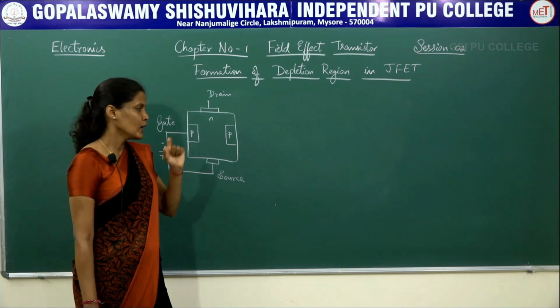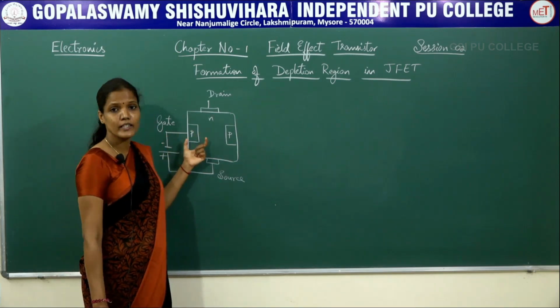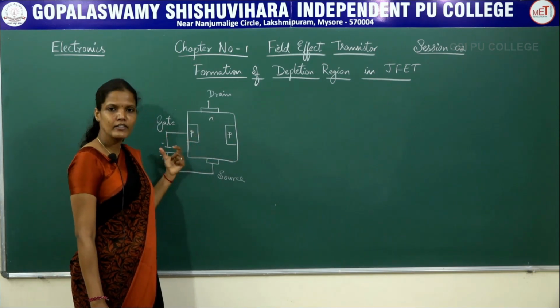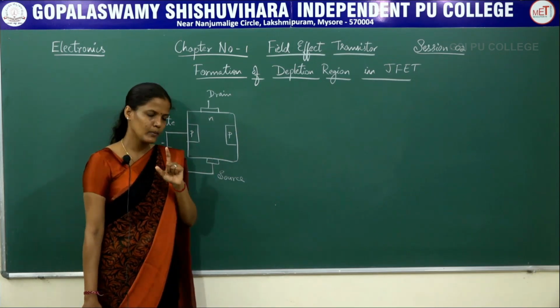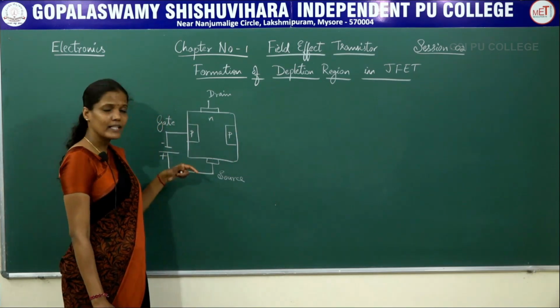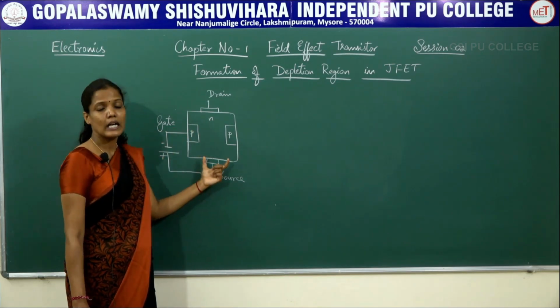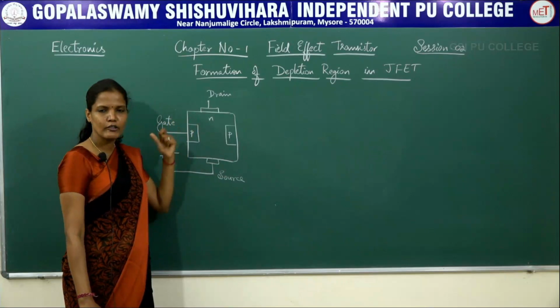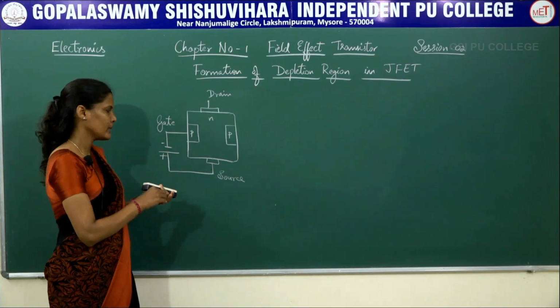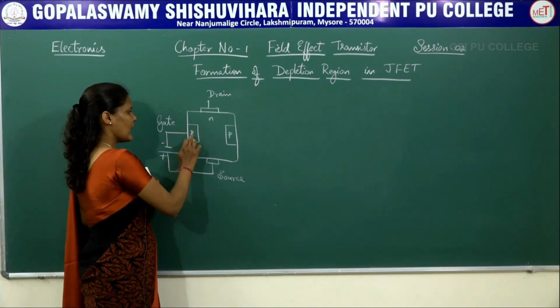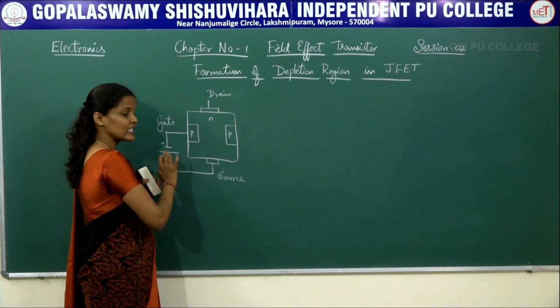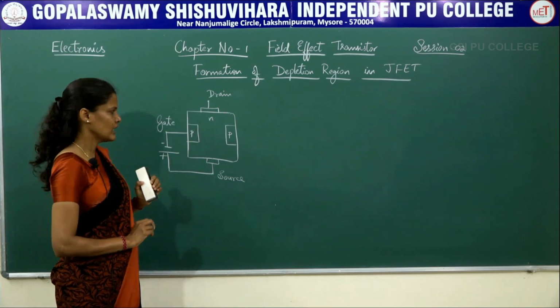Forward bias means the positive terminal of the battery must be connected to the p-type semiconductor, and the negative terminal of the battery must be connected to the n-type semiconductor. Reverse bias means the positive terminal of the battery must be connected to the n-type and the negative terminal of the battery must be connected to the p-type. So in this particular diagram, I have connected the PN junctions in the reverse biasing condition.